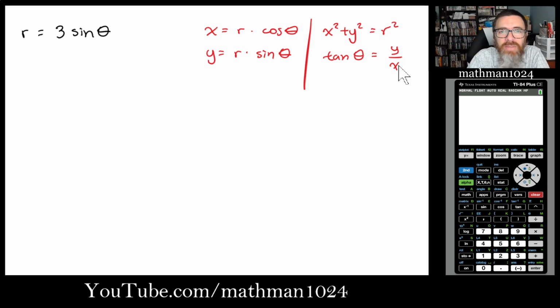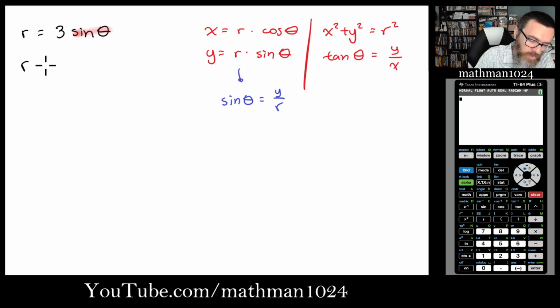For example, I don't have anything where it's just r, right? I don't have something where I can easily convert r and theta together. But I do have sine of theta right here, and I have this statement right here that y equals r times sine of theta, which means that from here I can say that sine of theta is y over r, which we already know, right? So then this equation becomes y is equal to 3. We rewrite sine of theta as y over r.